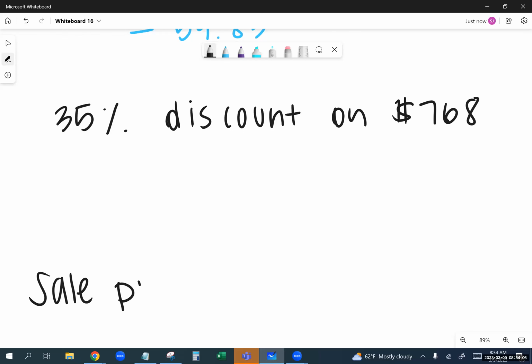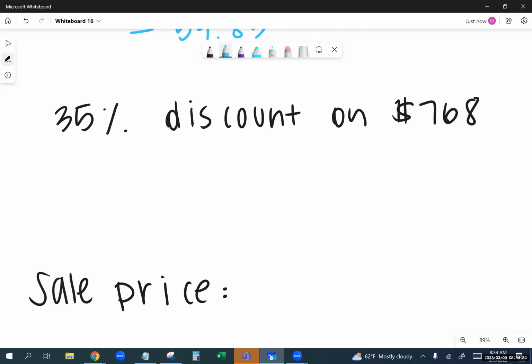So if you just multiply those together the way we did at the beginning, what you're going to end up getting is the amount of money that they're taking off of this surround sound or whatever it was that they said. But what they want you to do is actually do the subtraction to take it off of the original price to know what the sale price is. So it's still the same that we did a second ago. We're gonna figure out what 35% of 768 is.